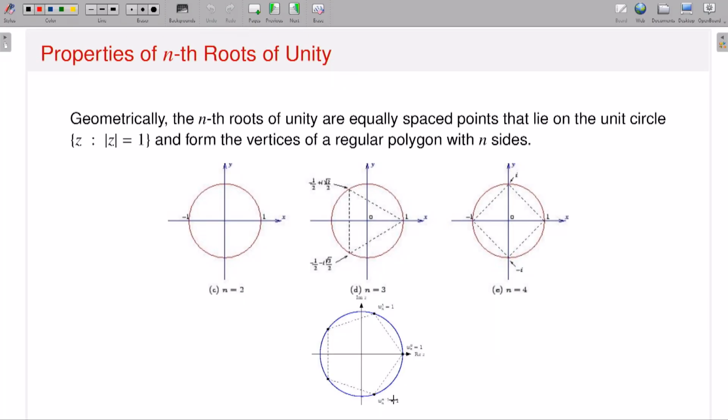Then I talked about the geometry of the nth roots of unity. If n is equal to 2, then z squared is equal to 1, and you have 1 and minus 1, two points on the unit circle mod z is equal to 1. For n equal to 3, you have equally spaced points. If n is equal to 4, you have this kind of solution, and similarly for n equal to 5. So that's how they appear, as points on the unit circle with equal spacing.